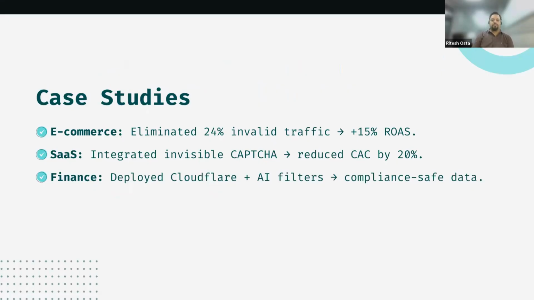All right, so these are some case studies. We will talk about the case studies in the coming days as well. One of the e-commerce companies we work with eliminated 24% of the invalid traffic, plus 15% ROAS. SaaS, we work a lot. Integrated invisible CAPTCHA, reduced CAC by 20%. And in one of the finance cases, we deployed Cloudflare AI filters and compliance-safe data. We also used some fraud blocker tools and got very, very good results.